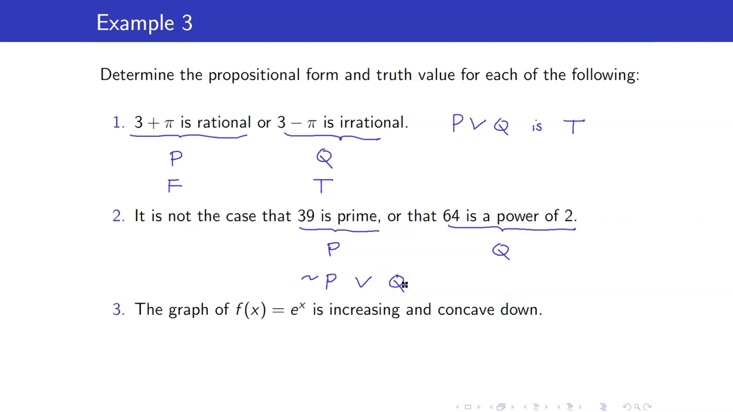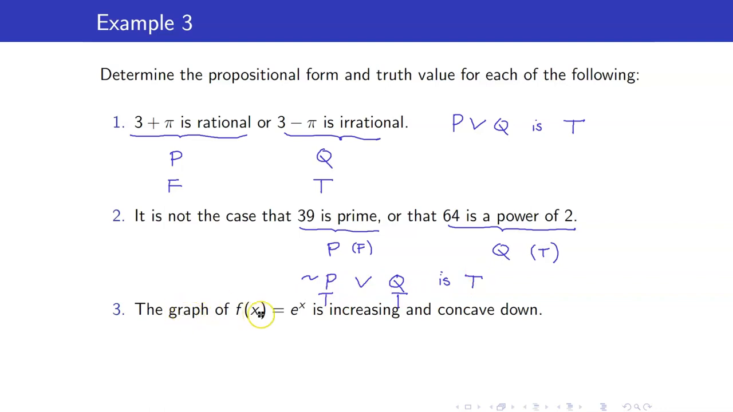Let us determine the truth value. 39 is prime. This is false. 64 is a power of 2. This one here is true. So therefore, not P is true. Q is true. Both of them are true. We only need one to be true because this is OR. Therefore, the entire statement is true.